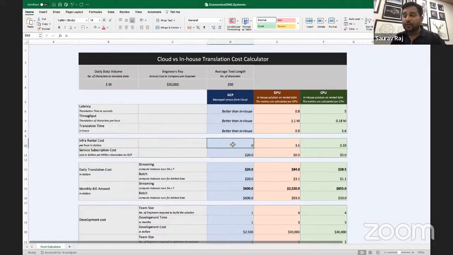If you are using a cloud-based solution, there won't be any infrastructure cost associated with it because it's a pay-per-usage model. You simply pay for what you use.